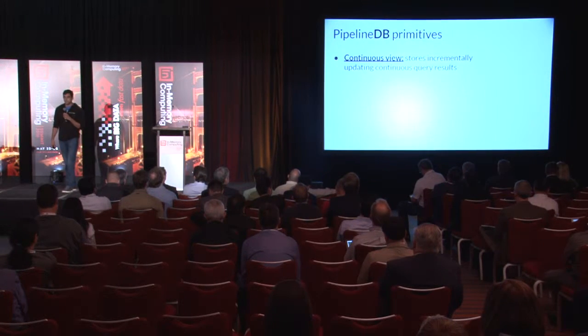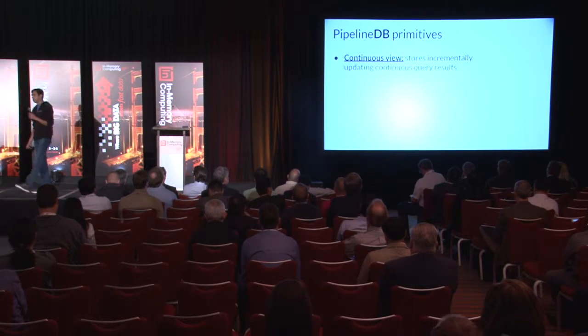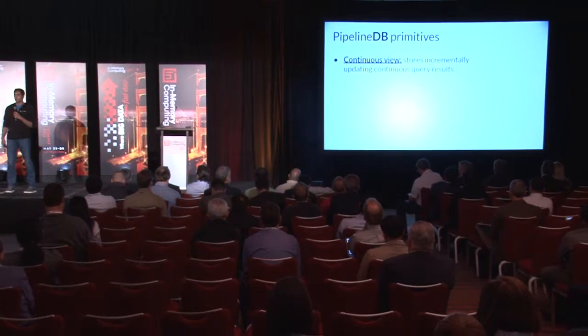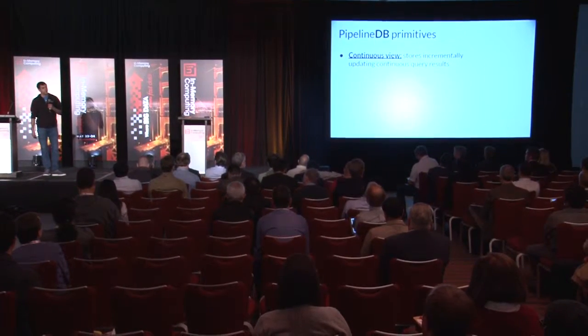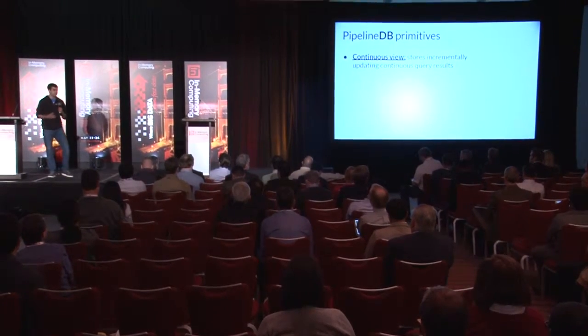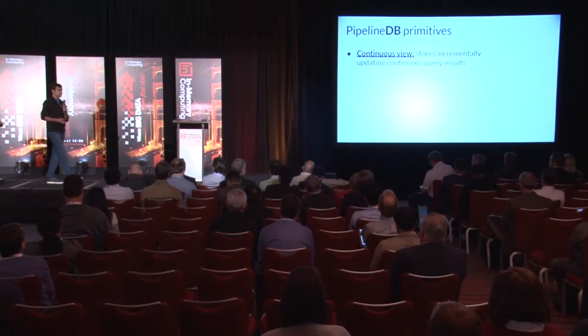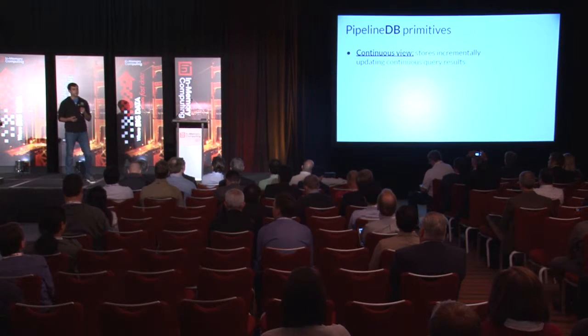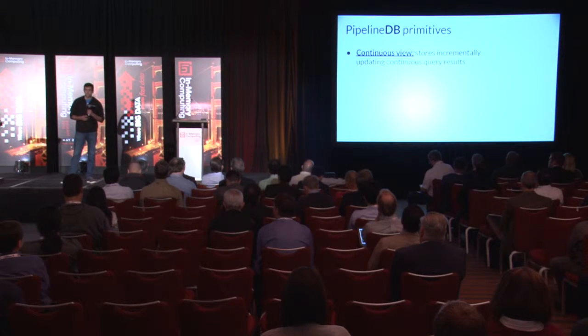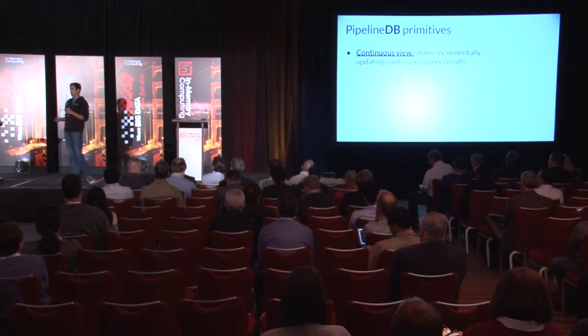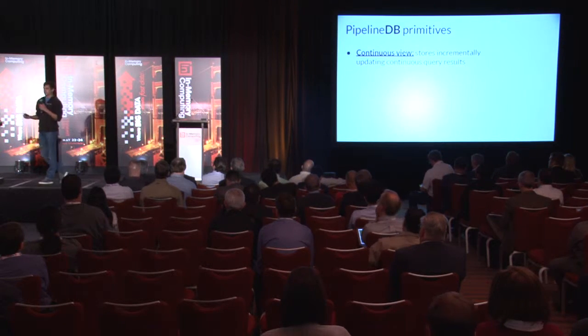So in order to achieve this, we've added a few primitives that you guys probably haven't heard of before with the typical legacy SQL database. And the first one that's front and center with our system is what we call the continuous view. A continuous view can be thought of essentially as a very high throughput, incrementally updated, materialized view.